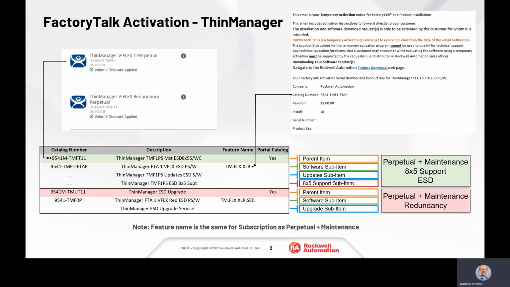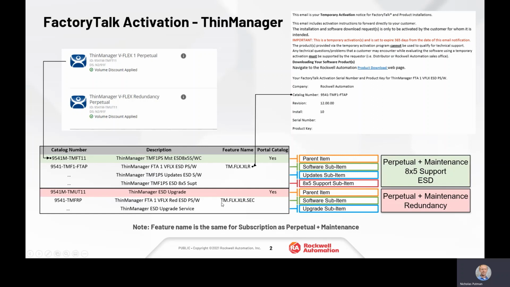The primary catalog numbers that customers will be ordering in the software portal are going to be what we see here. In the example of the perpetual software with 8x5 maintenance, the customer is buying the 9541M-TMFT11, and then if redundancy is included, the 9541M-TMUT11. These are the catalog numbers that will be shown in the software portal. When you receive your activation certificate, you're going to be shown the same number.